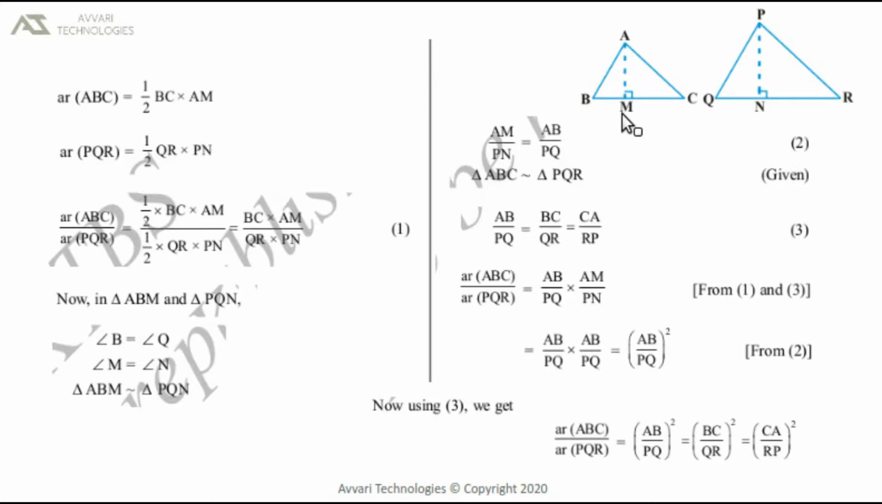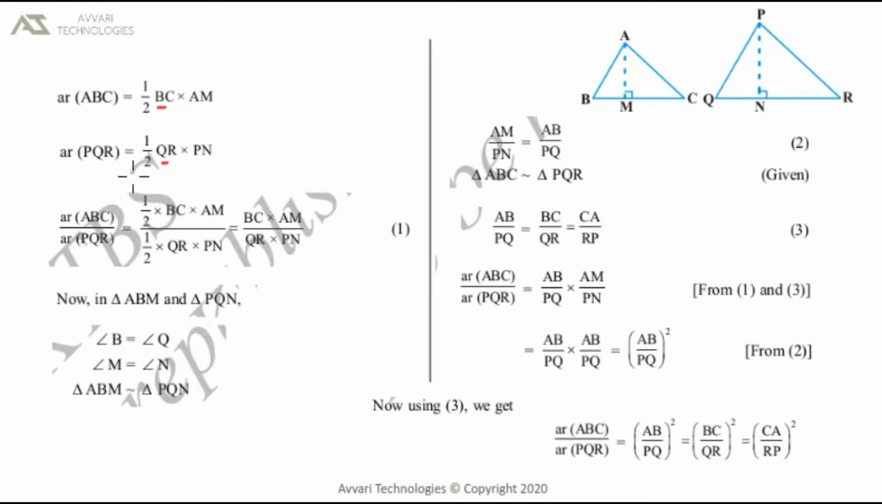Now we shall draw the perpendicular AM to the base BC for triangle 1, and we shall draw the perpendicular PN to the base QR of the second triangle. The area of the first triangle is given by half into base BC into height AM, and the area of triangle PQR is given by half into base, that is QR, into perpendicular height, that is PN.